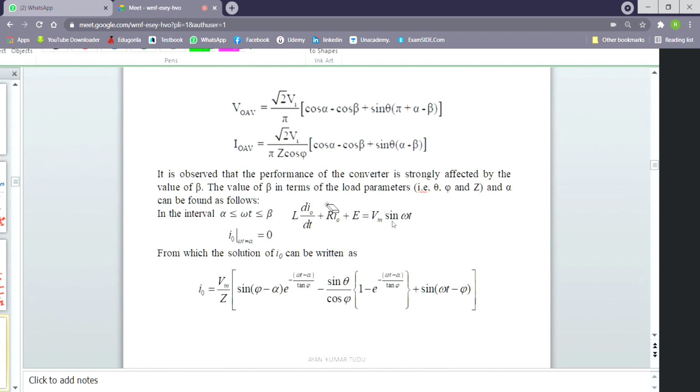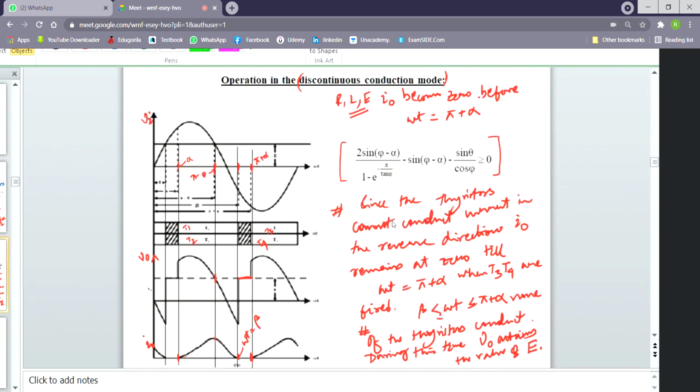This is the expression where beta is the extinction angle, where the current becomes 0 at omega t equal to beta. It is observed that the performance of the converter is strongly affected by the value of beta. The value of beta in terms of the load parameters and alpha can be found. So how are we finding it out? In the interval alpha less than or equal to omega t less than or equal to beta, from this position alpha.